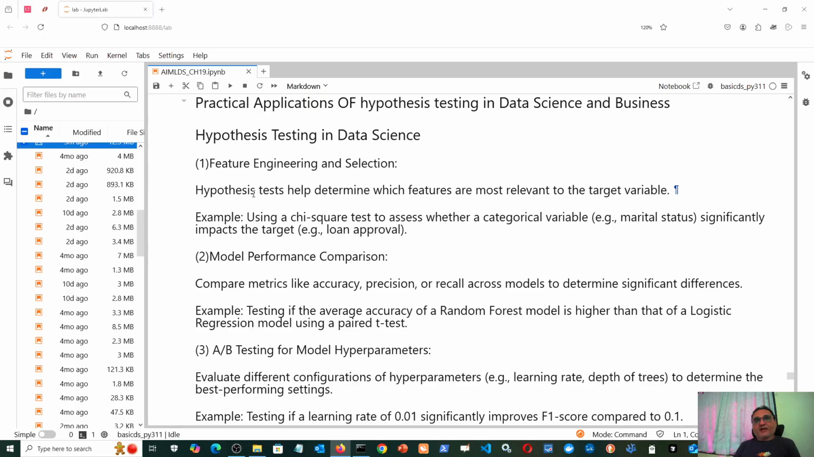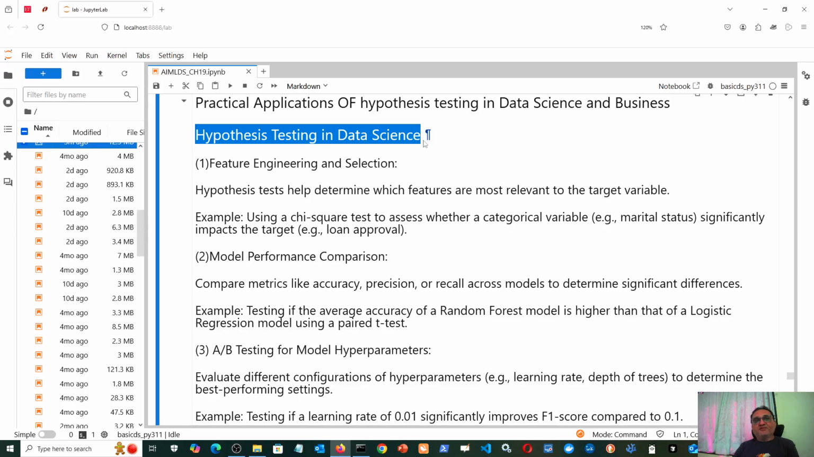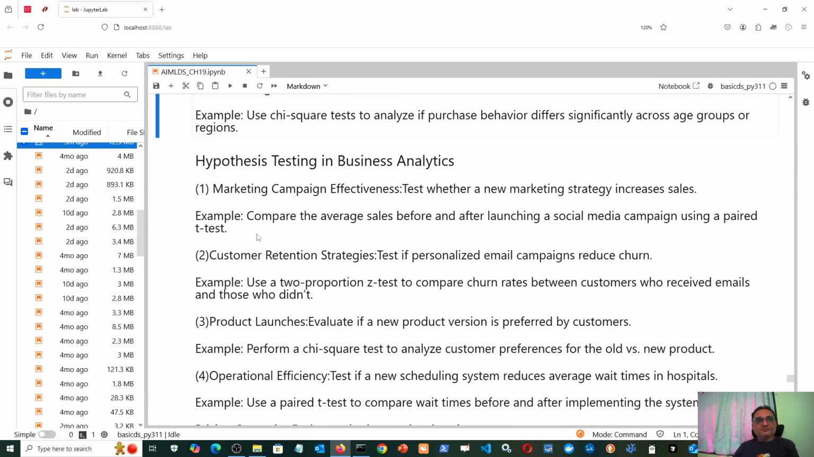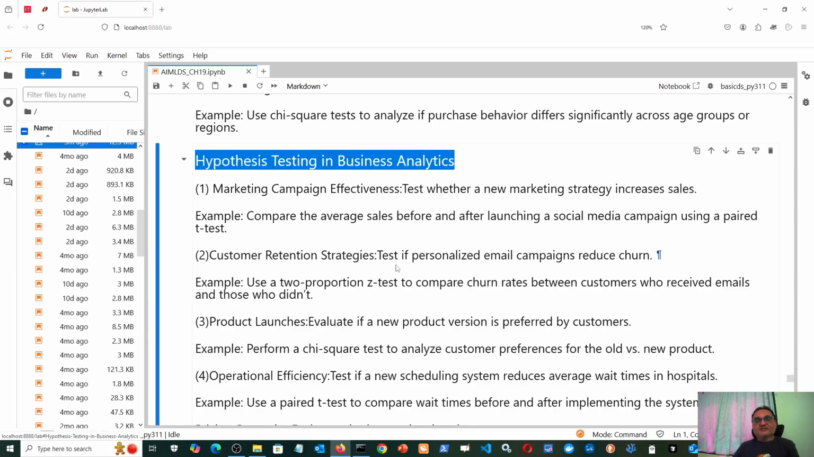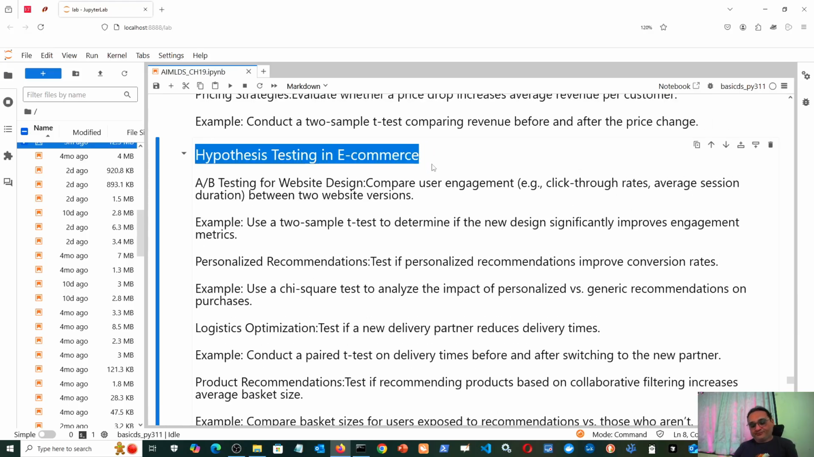We are at present wrapping up the chapter, and we are doing this part: practical applications of hypothesis testing in data science and business. You did this part in the previous lecture, hypothesis testing in data science. We also did hypothesis testing in business analytics. Now, starting from here, hypothesis testing in e-commerce.